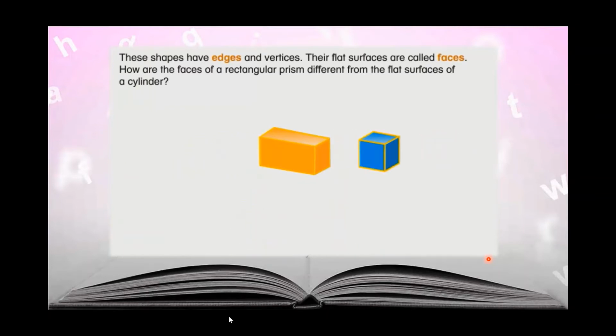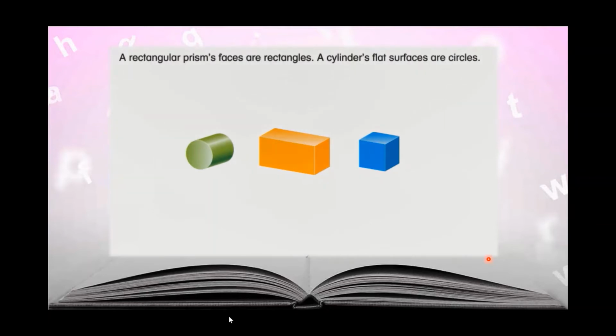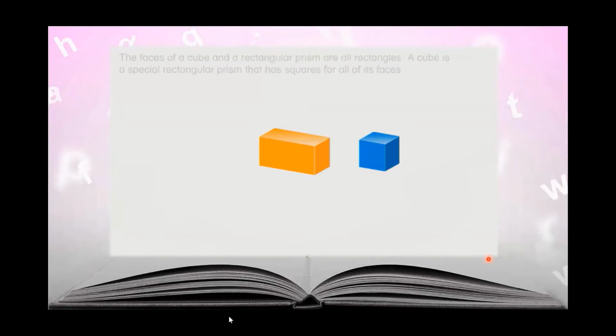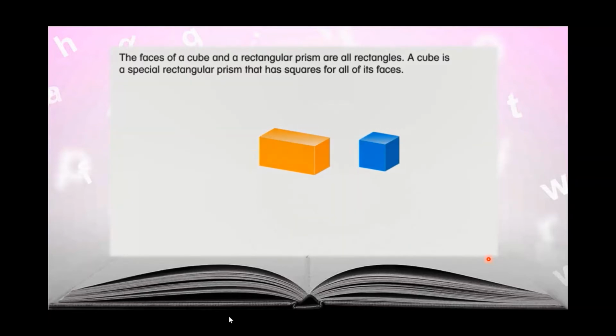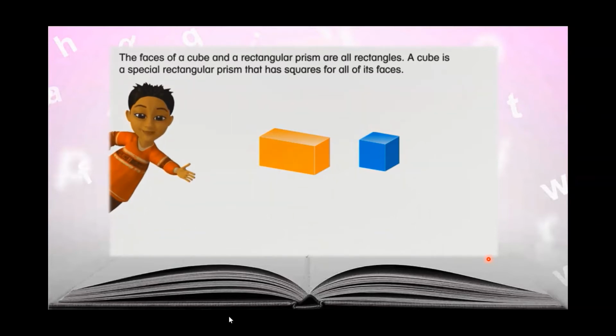These shapes have edges and vertices. Their flat surfaces are called faces. How are the faces of a rectangular prism different from the flat surfaces of a cylinder? A rectangular prism's faces are rectangles. A cylinder's flat surfaces are circles. The faces of a cube and a rectangular prism are all rectangles. A cube is a special rectangular prism that has squares for all of its faces. Remember, a square is a rectangle too.